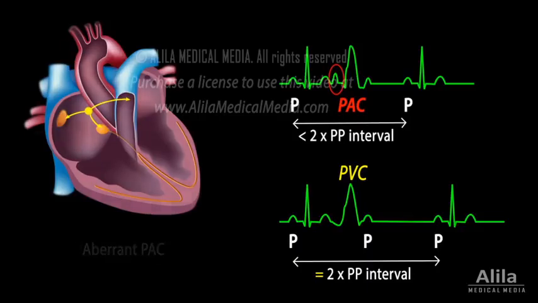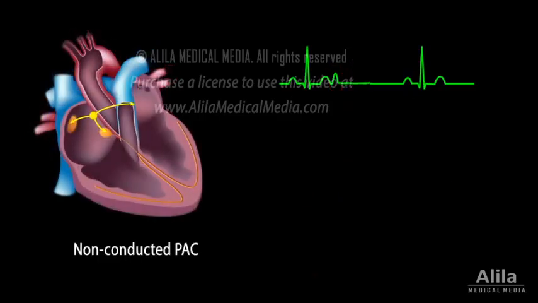A non-conducted PAC is one that arrives too early to the AV node, at the time when the AV node is still in refractory period and thus cannot be activated.